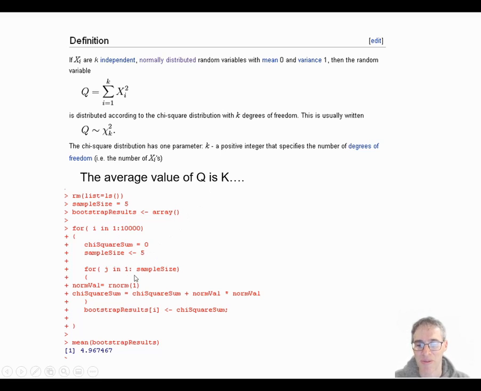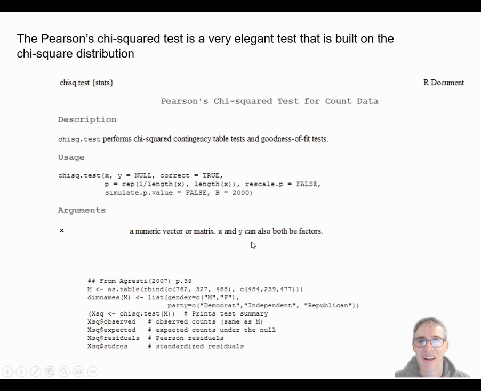Here with degrees of freedom 5, I grab a whole bunch of chi-square sums, and the mean of those is very close to 5. And by the law of large numbers, if there was an infinite sample size here, then the average value would become exactly 5.